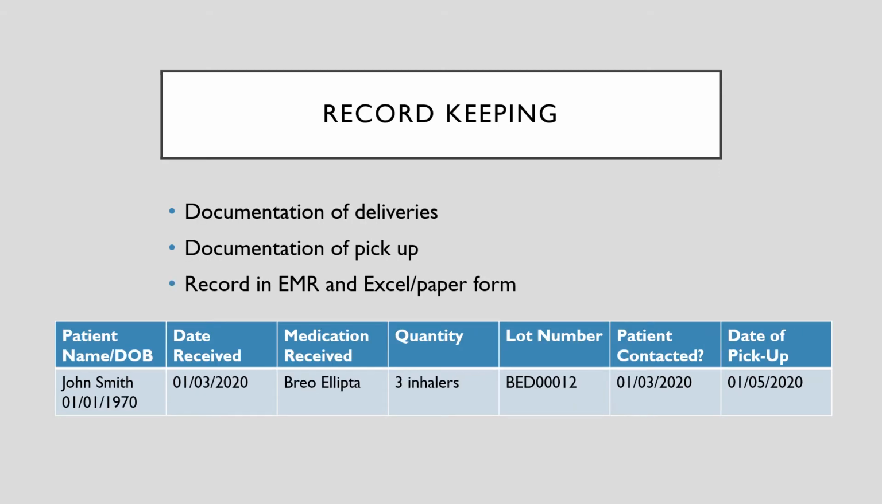You will also need to keep a record of when the medication is delivered and when the patient picks up the medication. This is an example of what our record would look like for this patient. And we would also publish a note within the patient's EMR with the same information each time the medication is delivered and picked up.